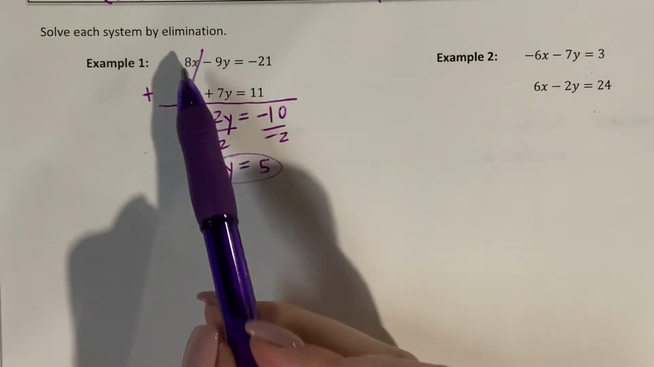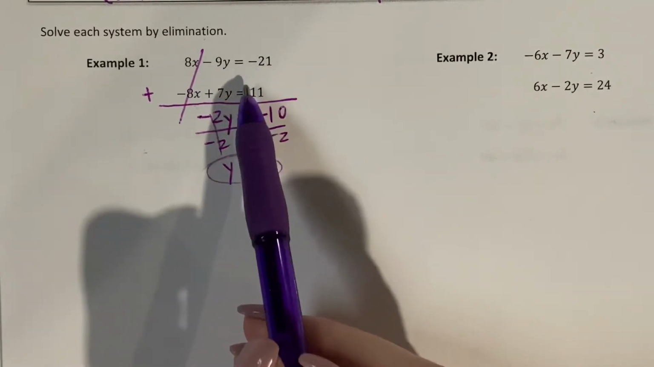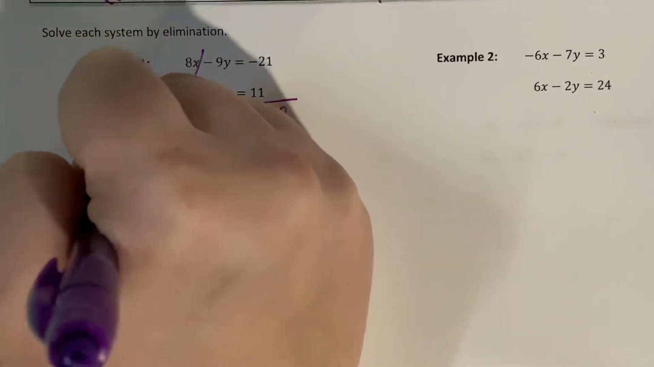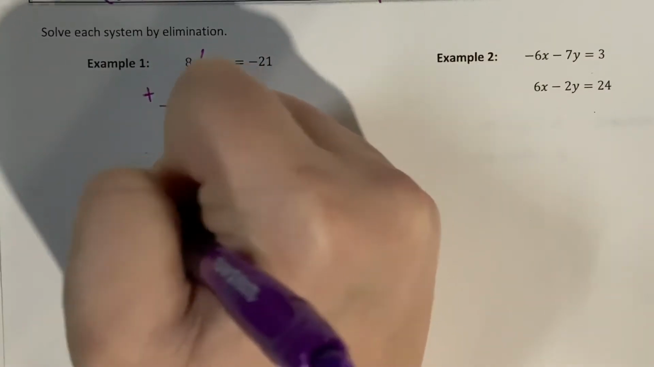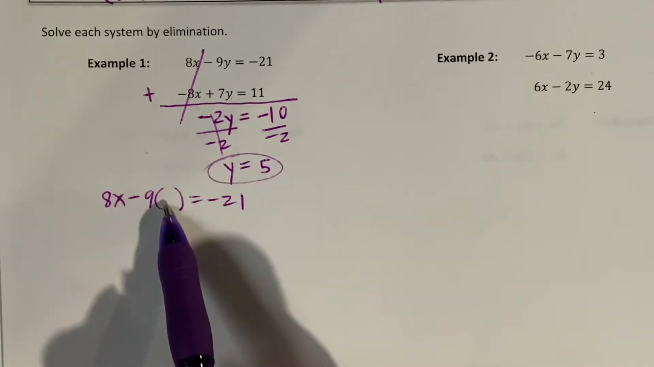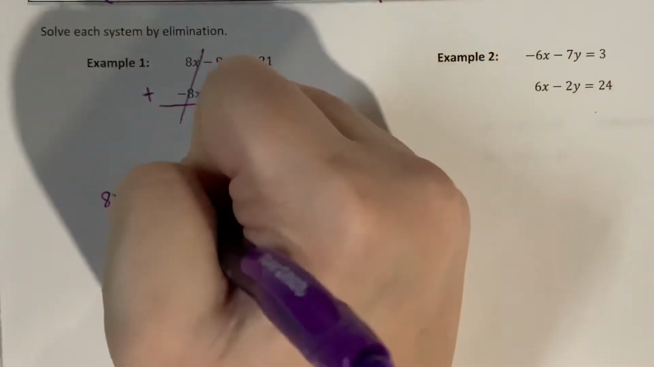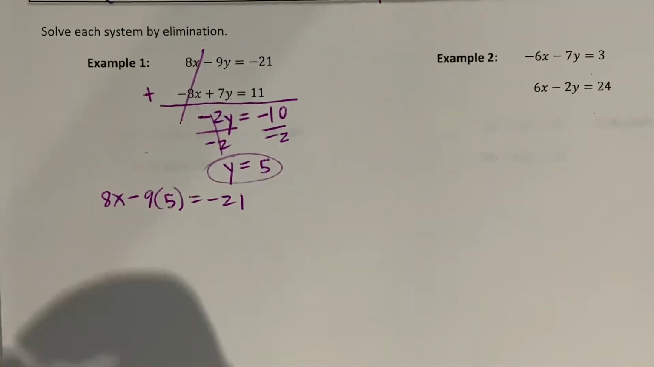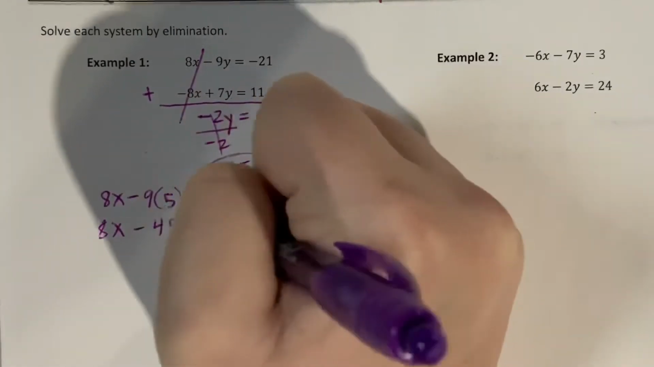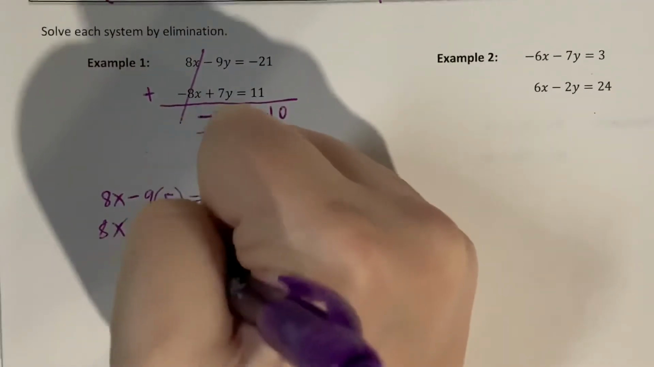So my first equation here, I'm going to write 8x minus 9y equals negative 21. But instead of writing the y, I'll put parentheses because I'll plug in what y equals. So I have 8x minus 9 parentheses equals negative 21. Notice I did not write the y in my first equation because I'm plugging in that y is 5. And then I can simplify here. Negative 9 times 5 gives me negative 45. Trying to solve for x here, so I can add 45 to both sides.